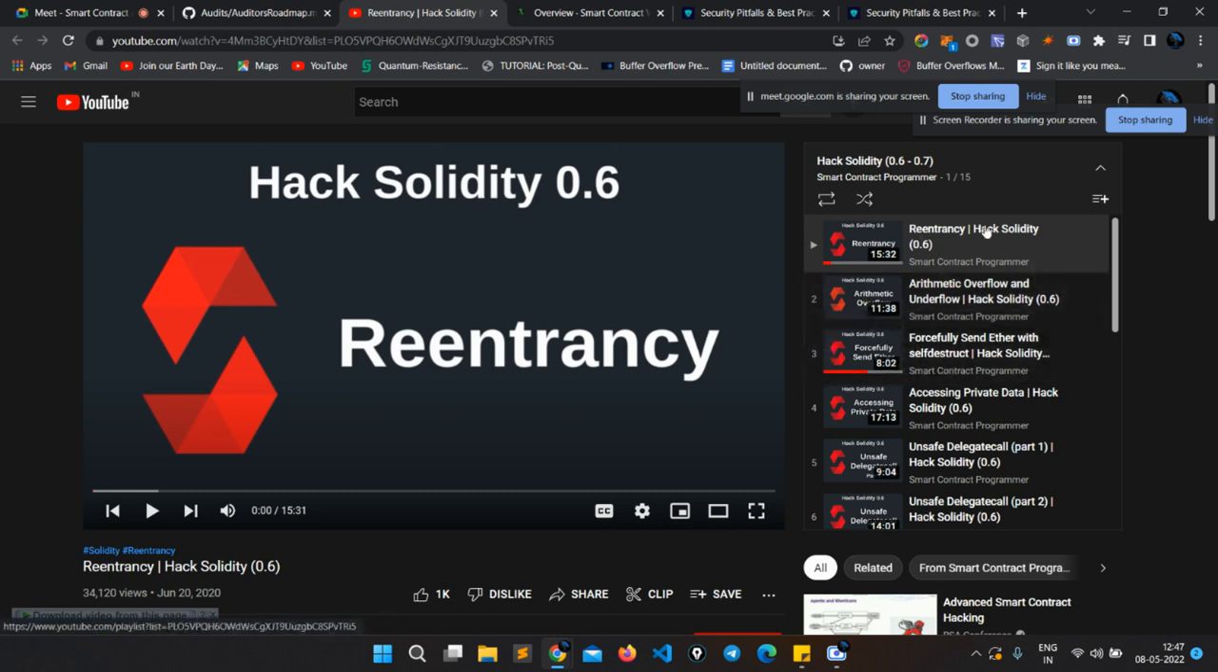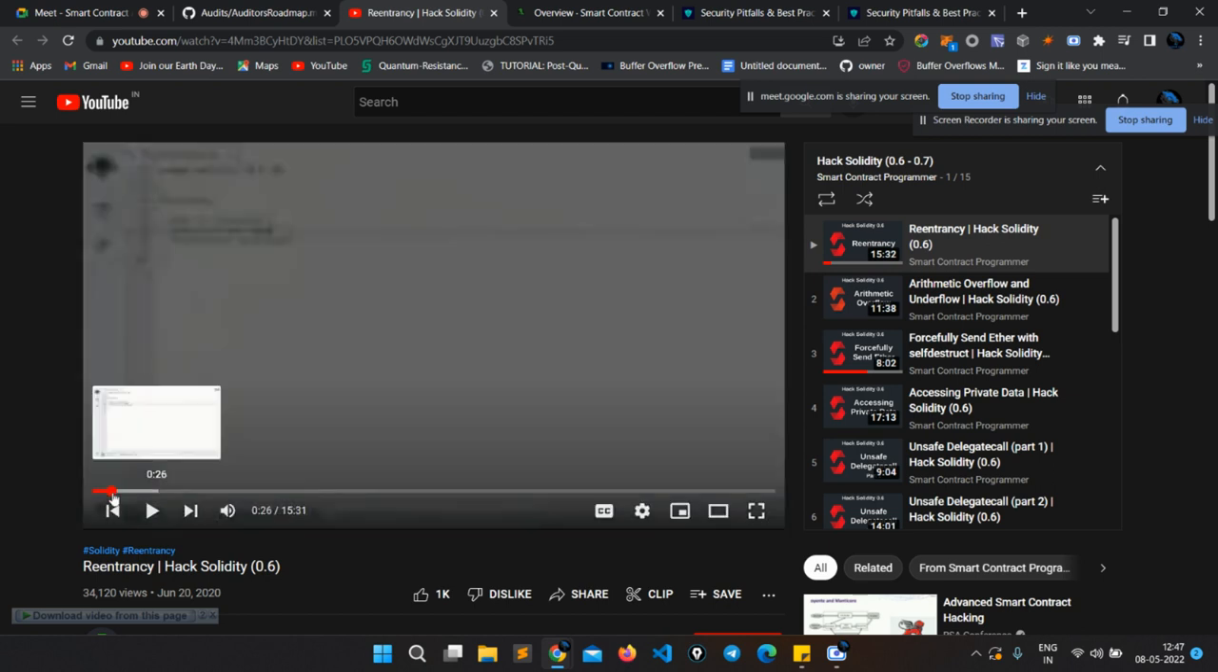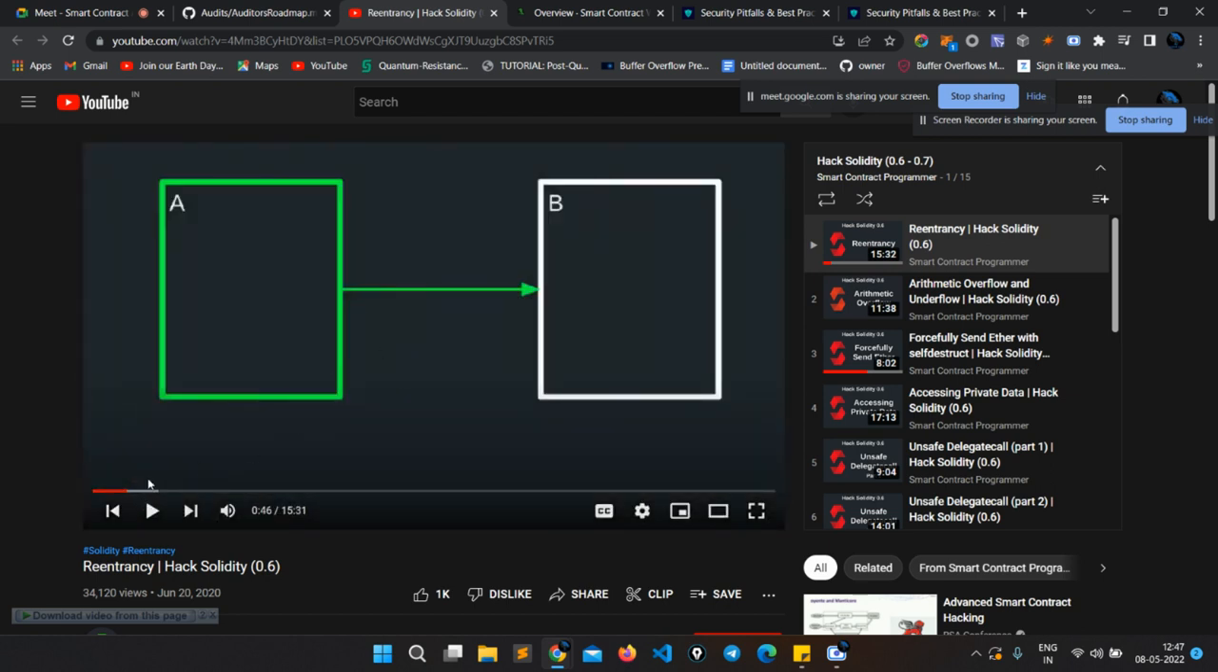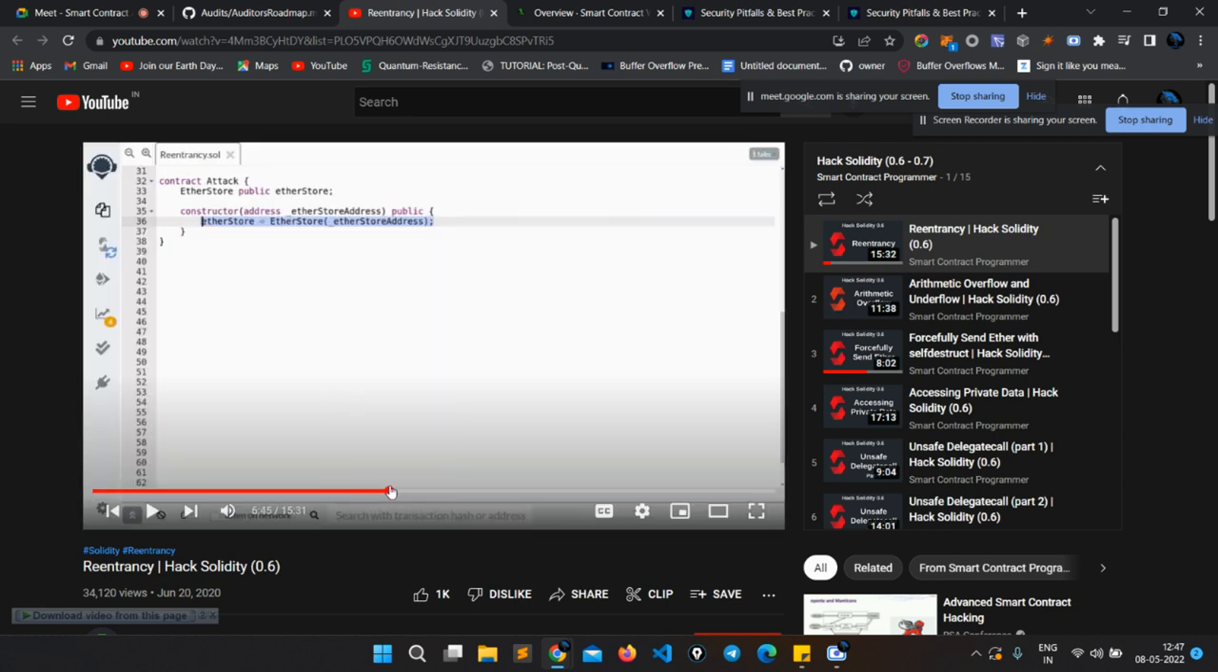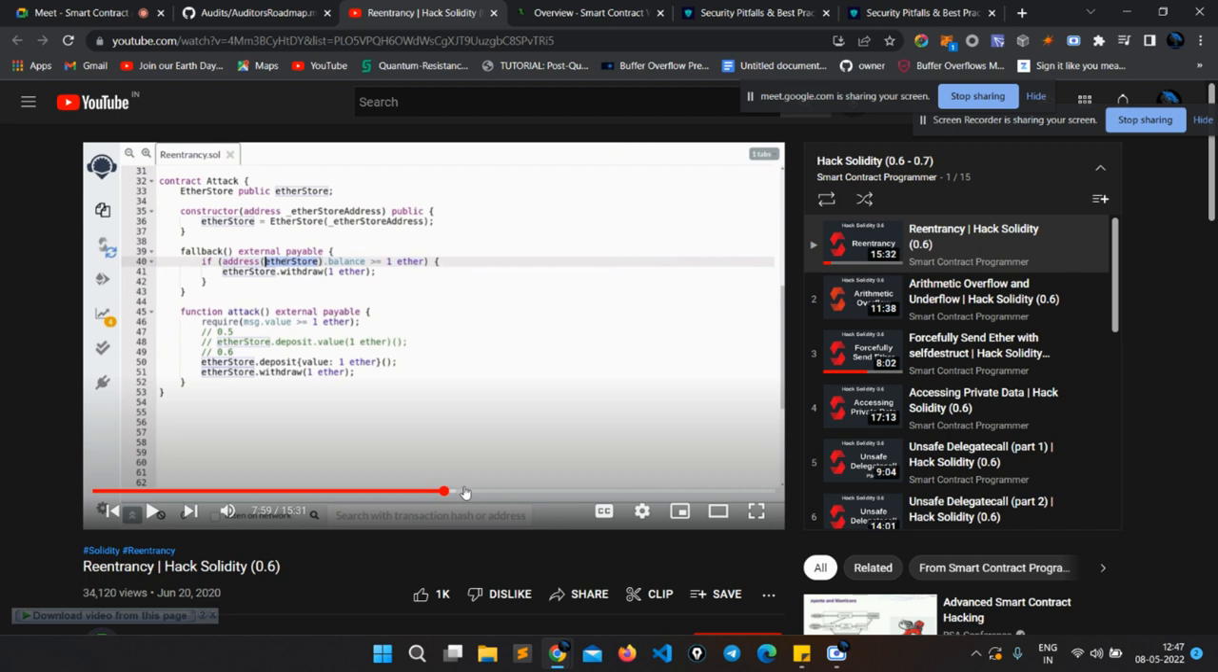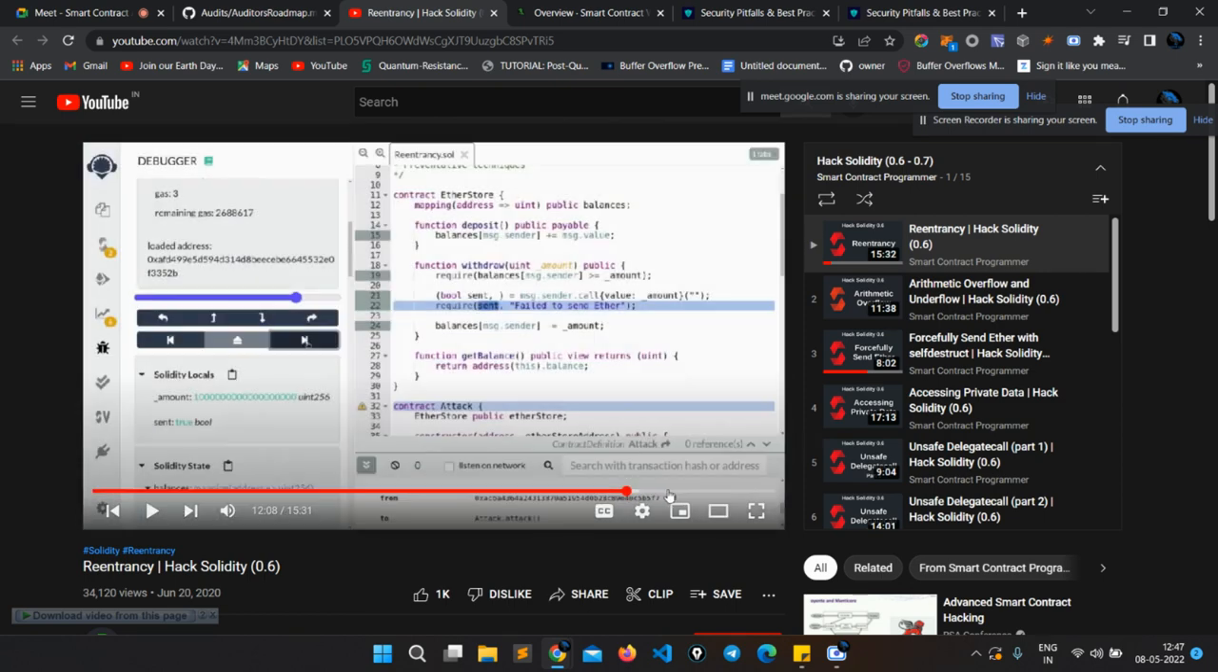So let's take reentrancy. Reentrancy is a very popular one. So if we play this video, here he's explaining how reentrancy works, and here he's actually coding something, to help you understand how reentrancy behaves, how you're supposed to observe these kinds of patterns in a smart contract, and then it shows you what it looks like to attack a reentrancy vector.